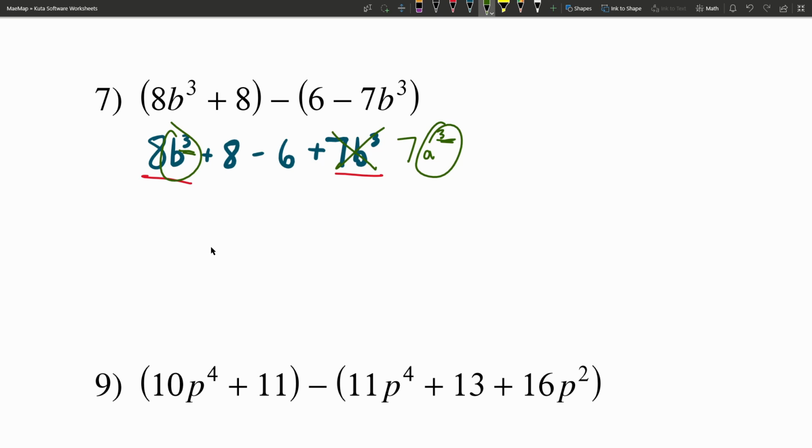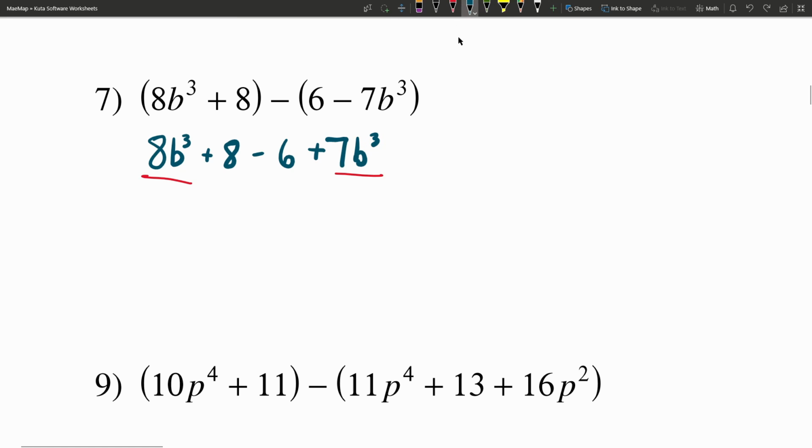Because remember, a variable is representative of some value. So a could be a completely different value than b. So if we tried to add 8b cubed with 7a cubed, if a was a completely different number, when we add that 7 and 8 together to get 15, and we multiply that by our variable cubed, it's not going to result in the same value. So again, because they're both the same variable to the same degree, we can combine them.